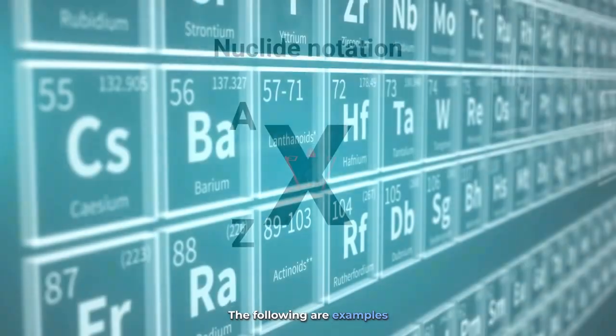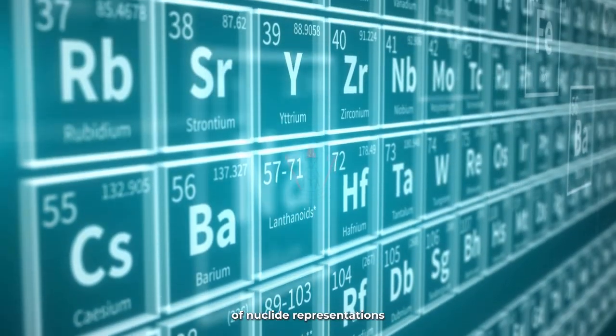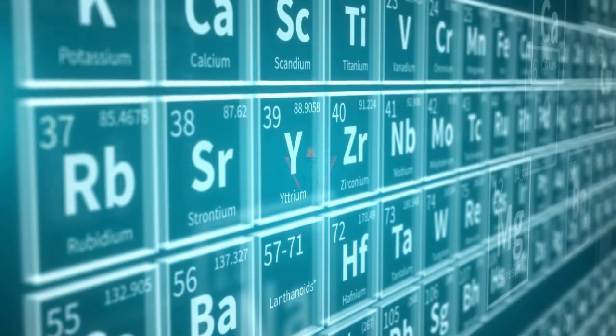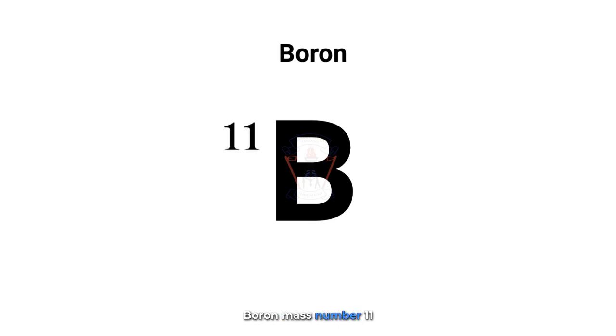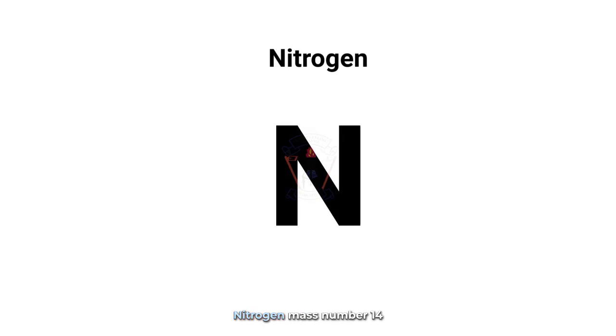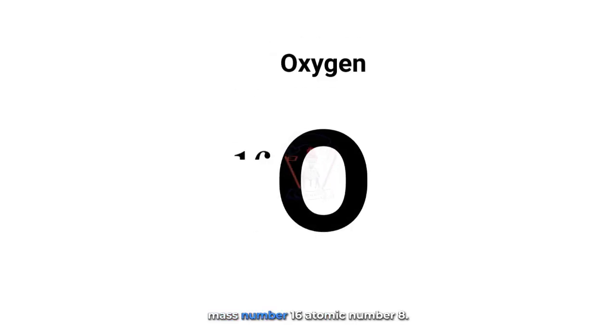The following are examples of nuclide representations of different atoms. 1. Hydrogen, mass number 1, atomic number 1. 2. Boron, mass number 11, atomic number 5. 3. Nitrogen, mass number 14, atomic number 7. 4. Oxygen, mass number 16, atomic number 8.